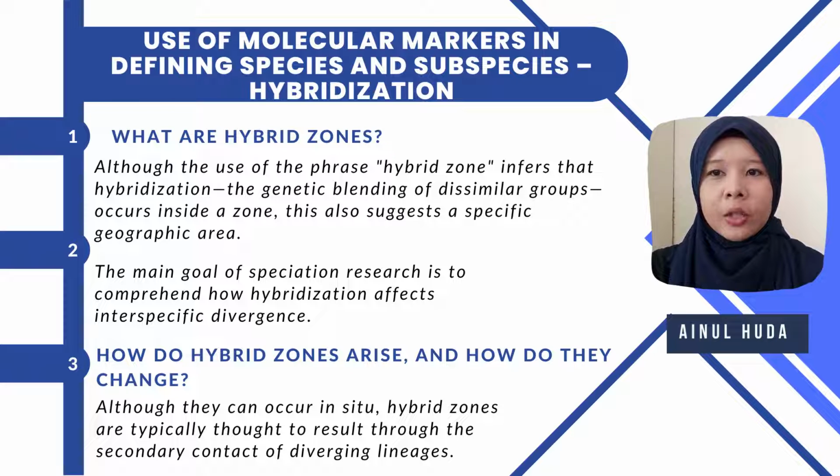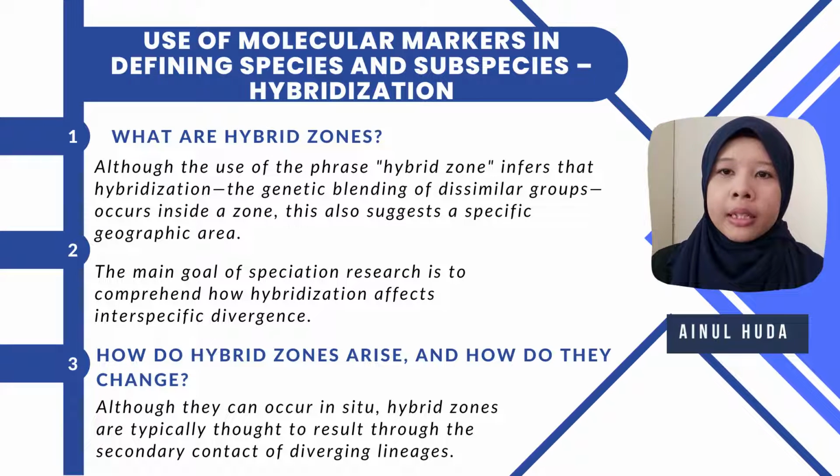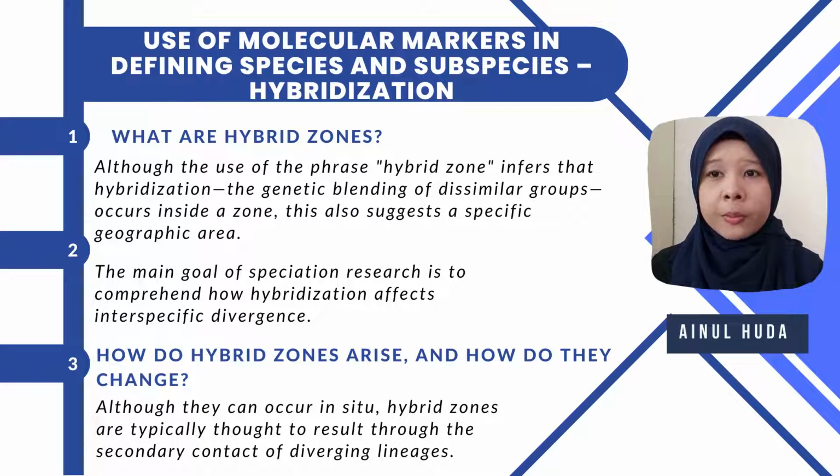How do hybrid zones arise and how do they change? Although they can occur in situ, hybrid zones are typically thought to result through the secondary contact of diverging lineages. Hybrid zones could be relatively old and persist long enough for some or all genome composition in hybrids to approach an equilibrium between migration of alleles and selection among them.